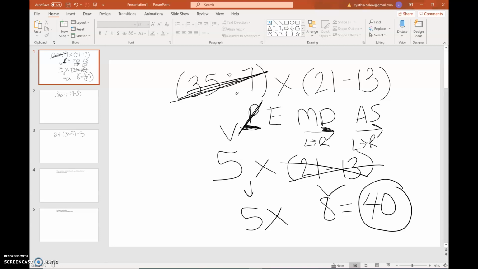Ask your child the order. Make sure they know what order they're solving it in. Remind them to write PEMDAS at the top of their paper.